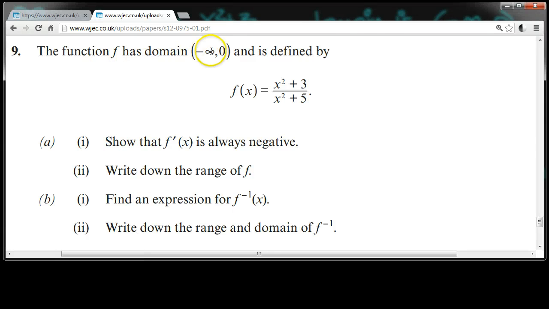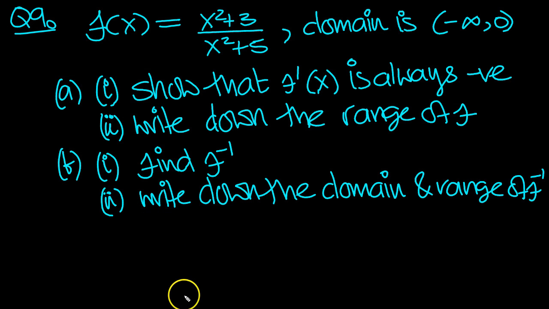The function f has domain minus infinity to 0 and is defined by f of x equals x squared plus 3, all divided by x squared plus 5. A, part 1, show that f dashed is always negative. Part 2, write down the range of f. B, part 1, find an expression for the inverse of f. And part 2, write down the range and domain of the inverse of f. So here's the question in summary form then.